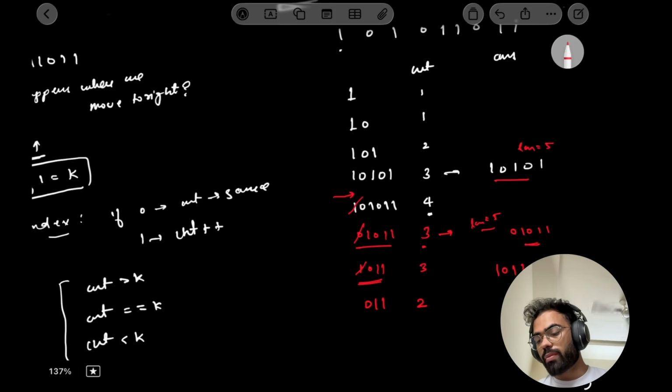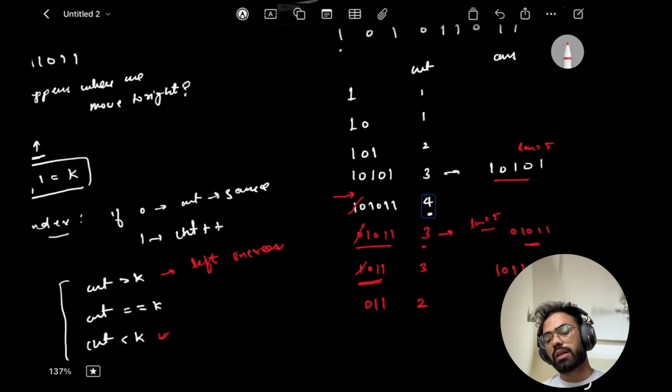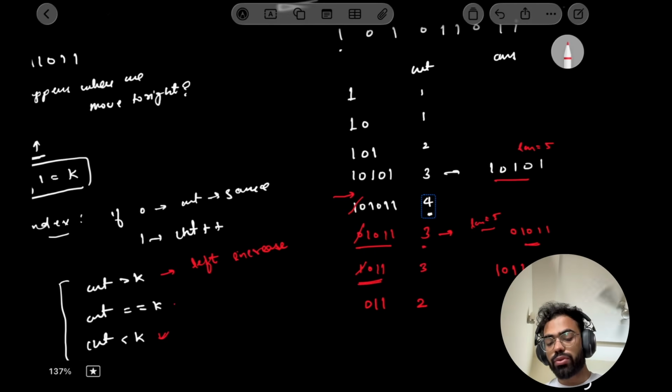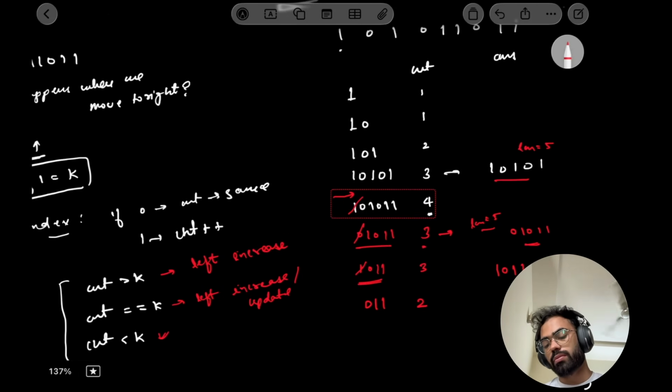That means count is 2. Now, if our count becomes less than k, that means you again move forward. So what we did: count greater than k, we increase left, right? If count equals k, then also we increase our left and we update our answer. Now when count is less than k, we move towards right. Why do we move towards right? Because we need more 1s now.